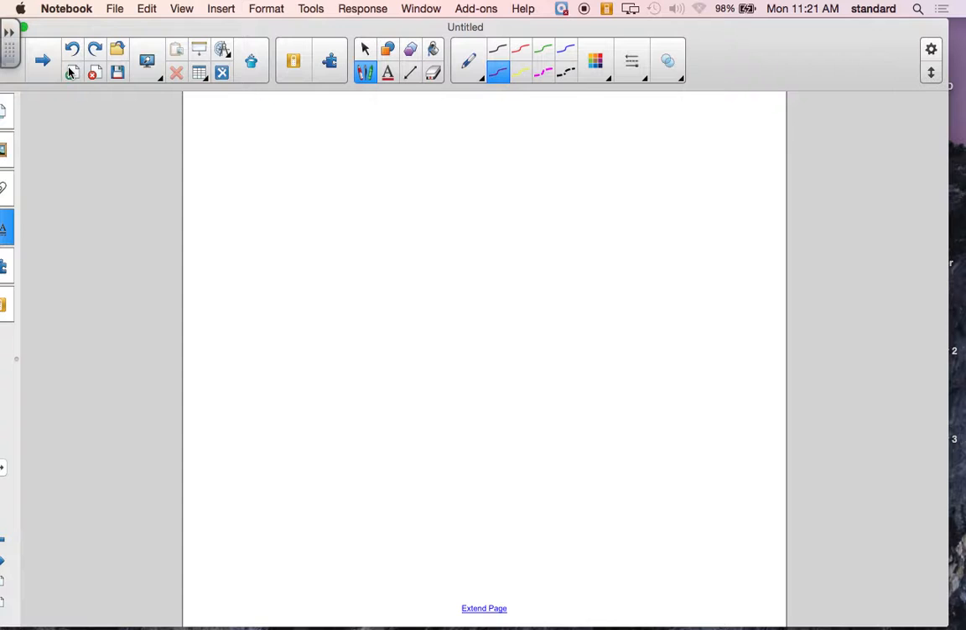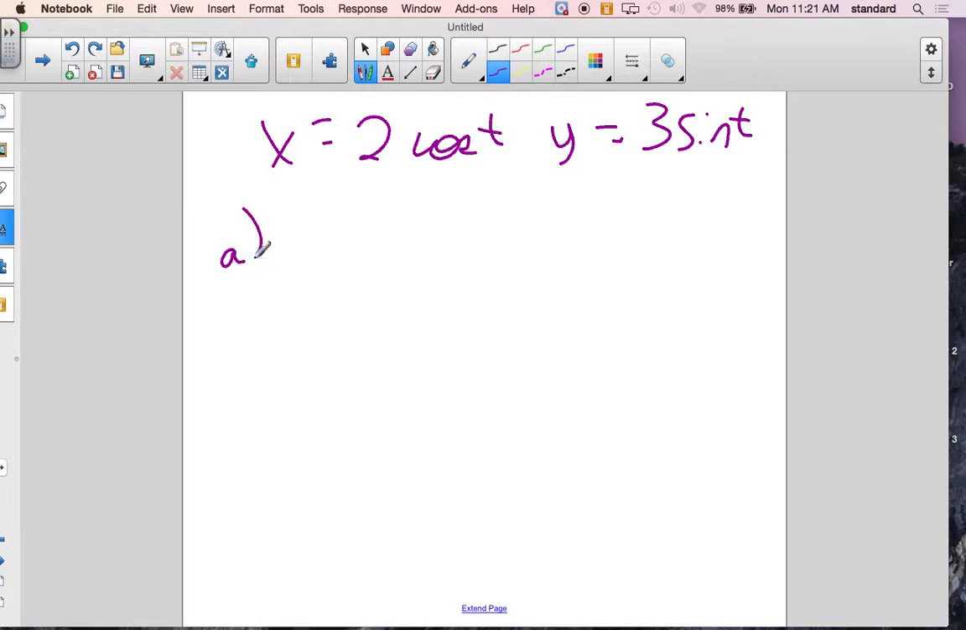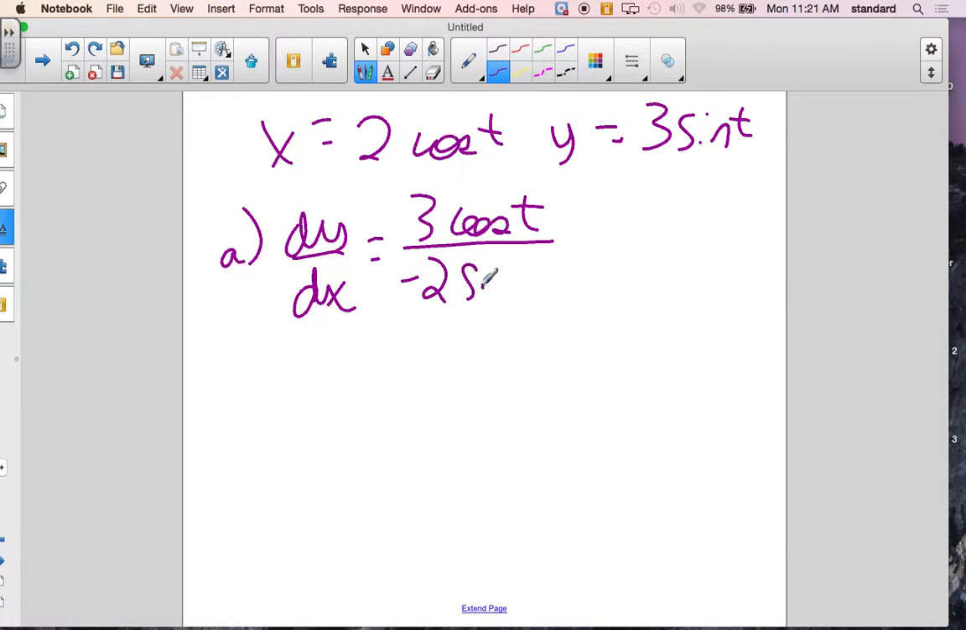All right, number 7, a curve is defined by x is equal to 2 cosine t, and y is equal to 3 sine t. We've got to watch for if they were going to ask for dy/dt, dx/dt, dy/dx. On the a part, they asked for dy over dx in terms of what? T. Which is good news. I like that. dy/dt is 3 cosine t, and dx/dt is negative 2 sine t.